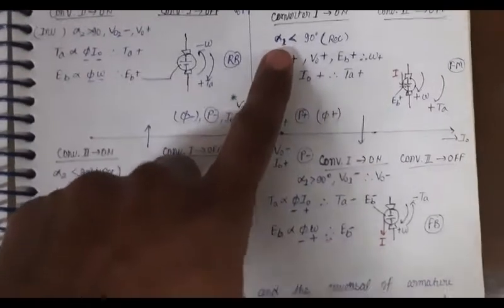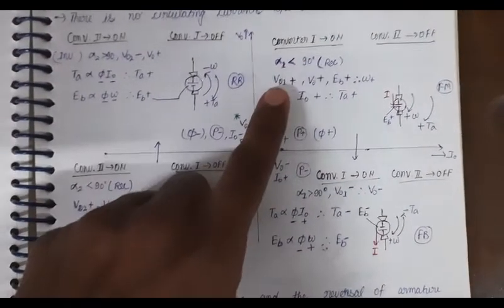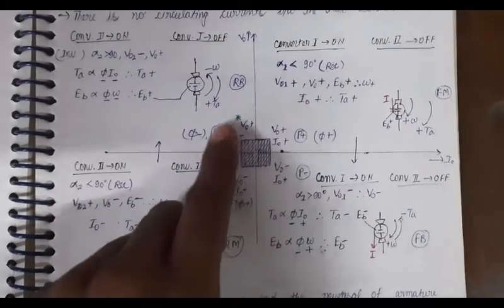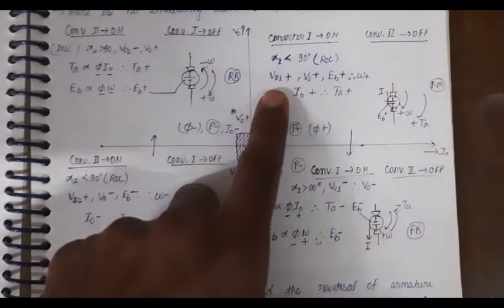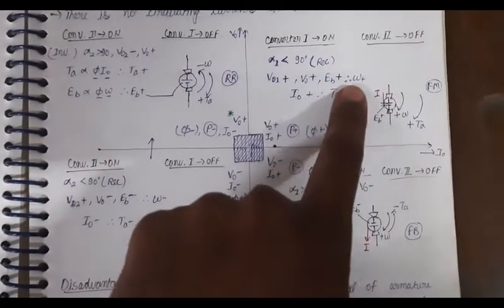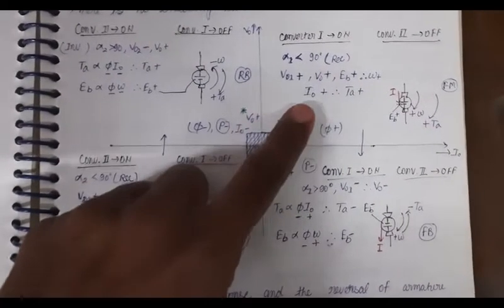In this case, only converter 1 is switched on. So alpha 1 is less than 90 degrees, so it is in rectifier mode. In rectifier mode, we will see that V01 is positive, so V0 is also positive, and E is positive. Therefore, omega is also positive, so current is also positive.